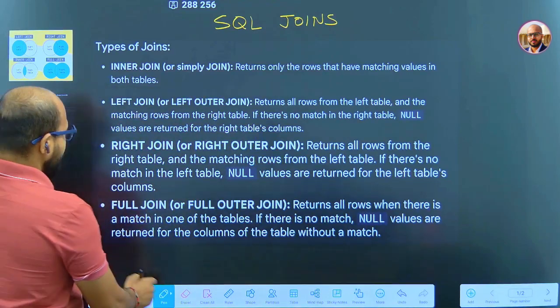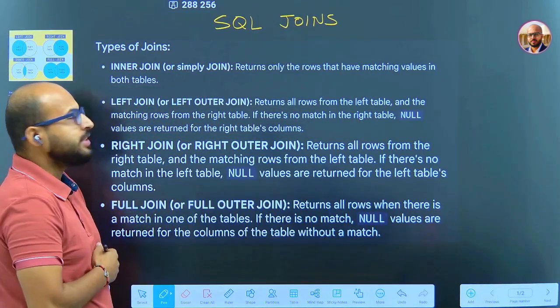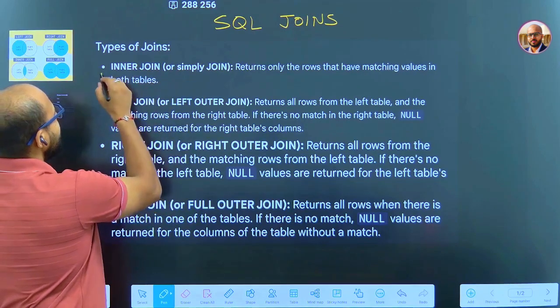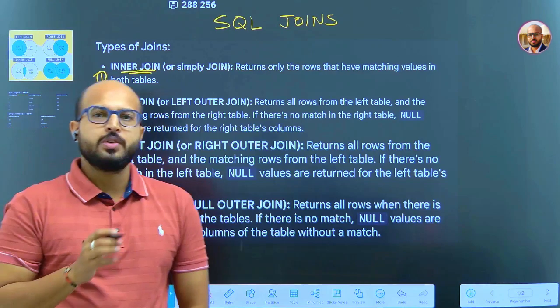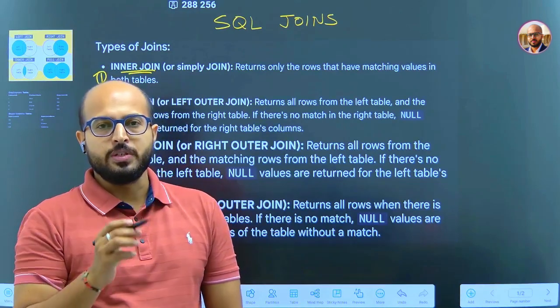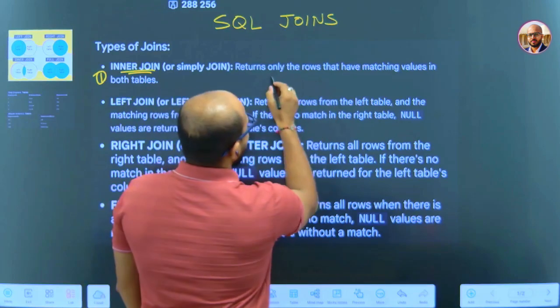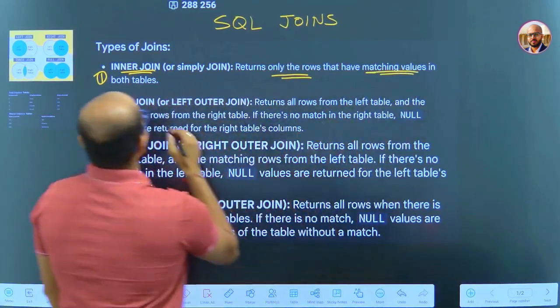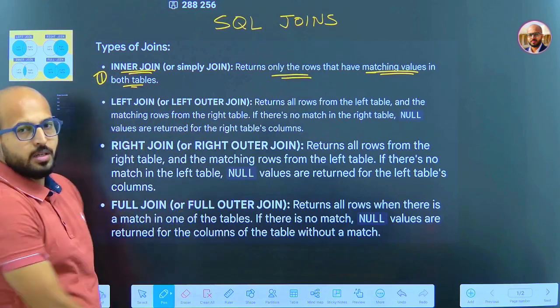So here, if I talk about the types of joins that we have, come to the screen. As you can see, the first type of join is the inner join. The inner join is going to give you all the common records between the two tables. It gives you only the matching values in both tables. That is how the inner join works. I will show you with the diagram also.